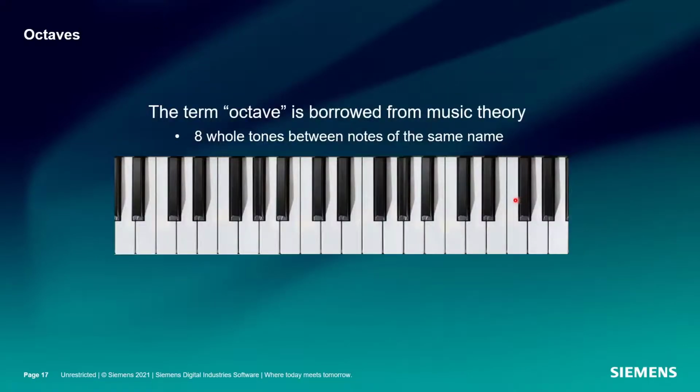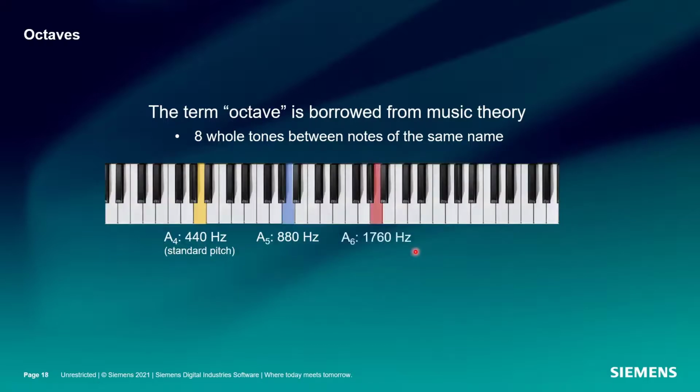And this term octave is borrowed from music theory. And the oct part, it means that there are 8 whole tones between notes of the same name. On a piano keyboard, you'd start out with, this is the A key, and this is the A4 key. If I go up 8 whole keys, I end up at an A again. And you see the frequency doubles between A4 and A5. So 440 hertz, 880 hertz, and we would say this is 1 octave. We can go up another couple octaves, and you see this frequency doubles every time we go up an octave.